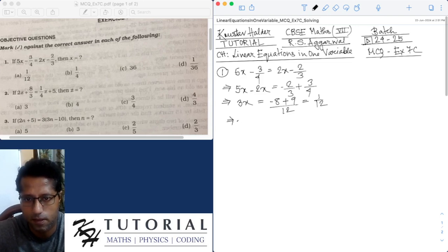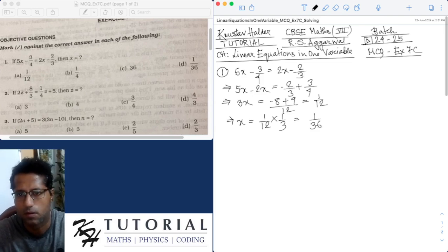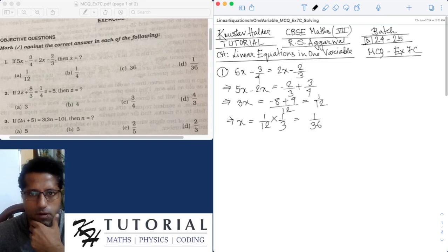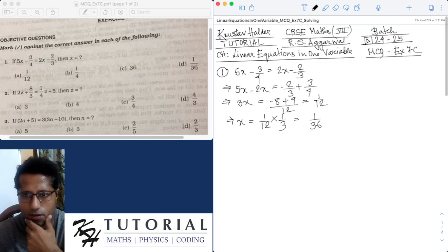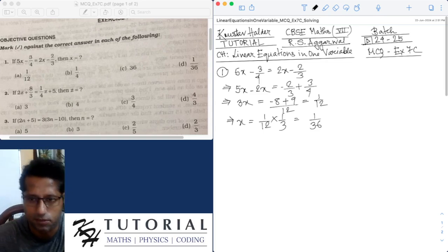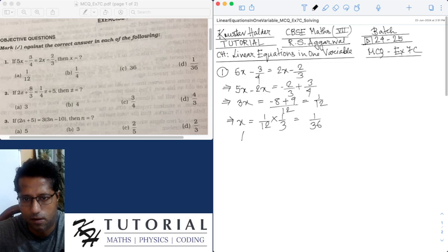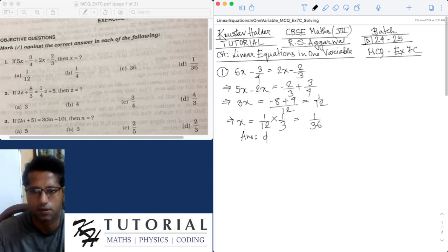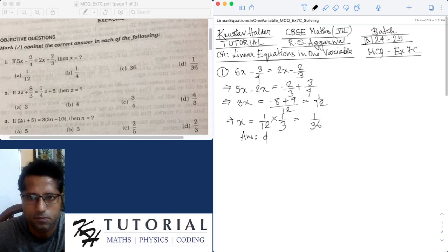This implies x equals 1 by 12 divided by 3, and divided by 3 means multiplication by the reciprocal of 3, that is 1 by 3. Now we have 1 by 36. So these are MCQ, and I can always check the answer from the choices. I can see 1 by 36 is given as a choice in option D. So the correct choice is D.